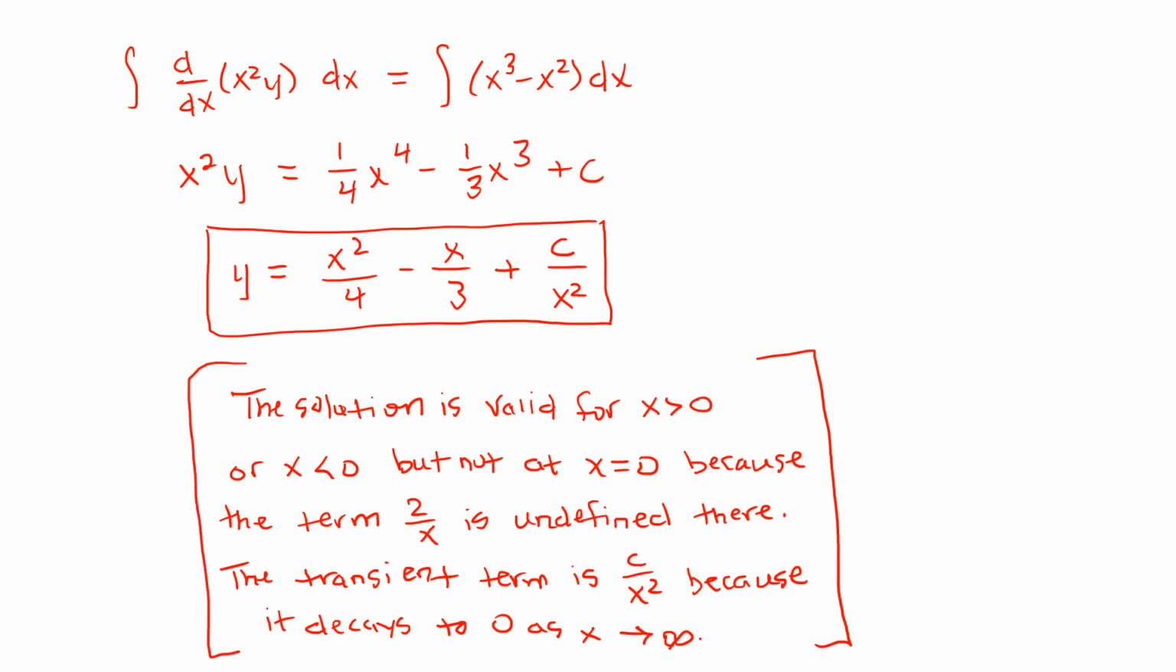So since x squared is in the denominator, we know the denominator cannot equal 0 or it would be undefined. So we can use any value of x as long as x is greater than 0 or less than 0, but it can't equal 0. And then we know our transient term is going to be c over x squared because it decays as x increases. All right, our denominator gets bigger and bigger, then our value gets smaller and smaller. Awesome. Let's do the next one.